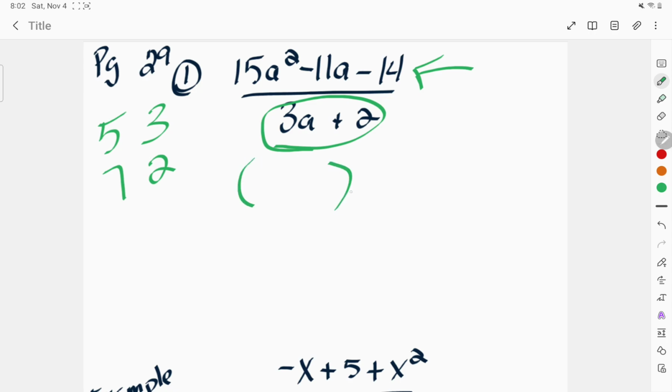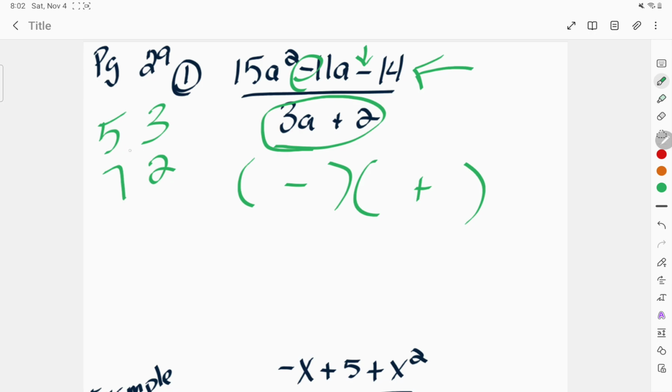Sometimes it just spells it out for you. All right, so this sign is a negative, which means my signs are different. This sign is negative, which means my larger number needs to be the negative. So now I have to decide, how do these multiply together?